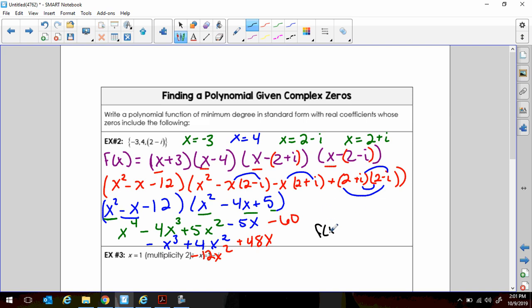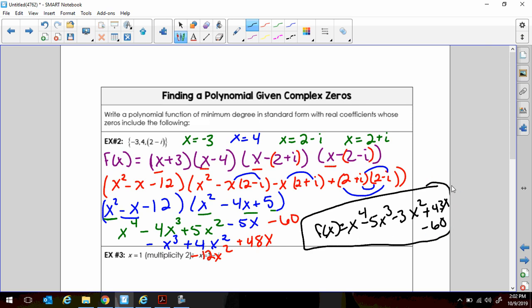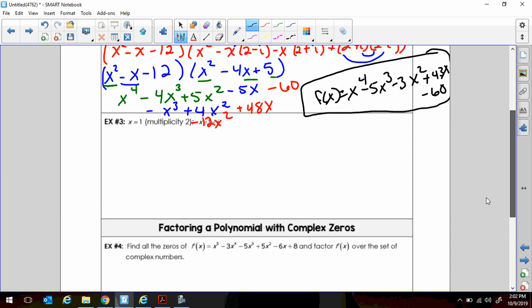For f of x equals, I'm combining my like terms. I didn't put anything underneath x to the fourth. There's only one of them. Negative 4x cubed minus x cubed is negative 5x cubed. 5 plus 4 is 9. Minus 12 is actually negative 3. So minus 3x squared plus 43x, and then still minus 60. I thought I was going to fit it. That's it. This is going to be my smallest degree possible. Some of them could be multiplicity too, so it could be bigger. I want you guys to try number 3.